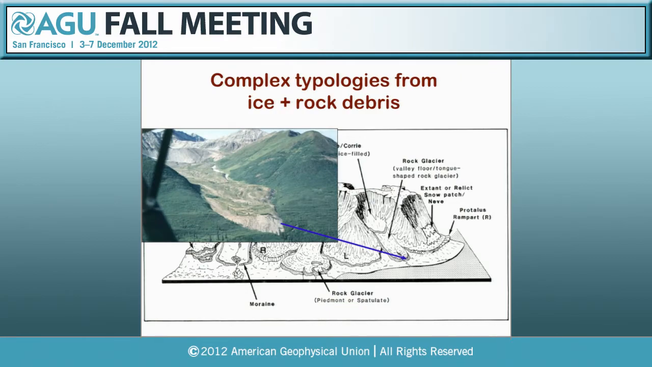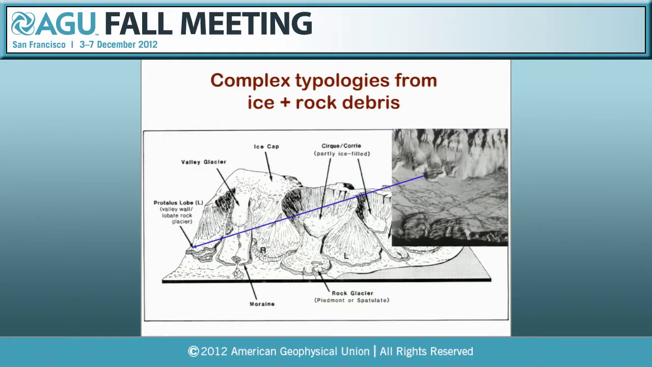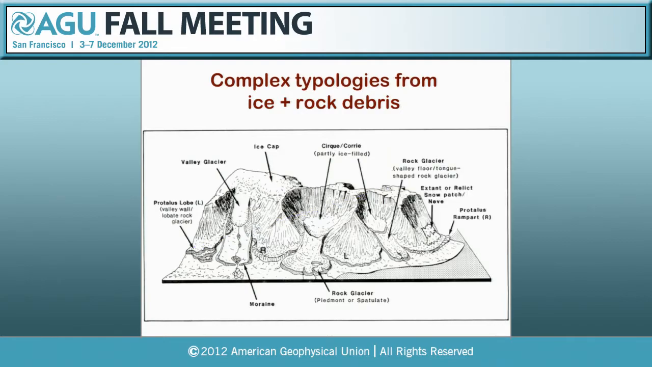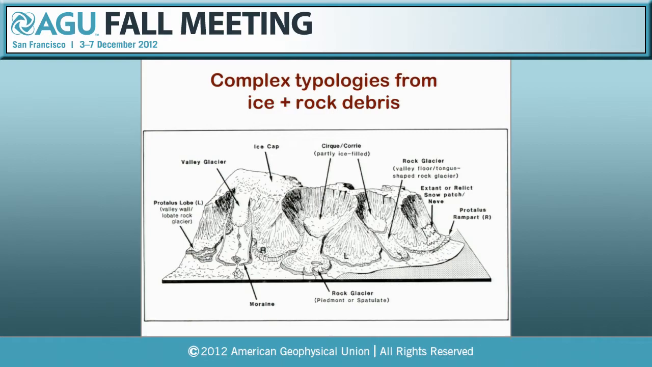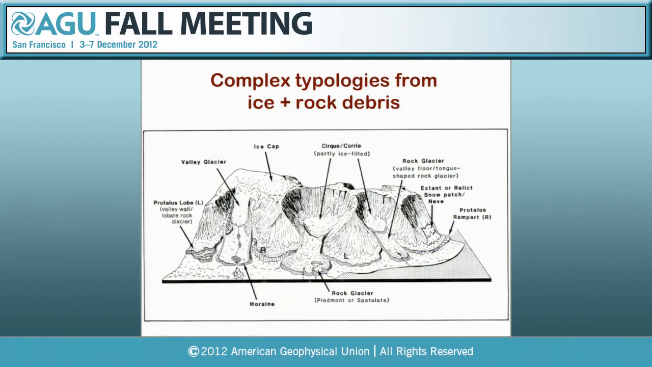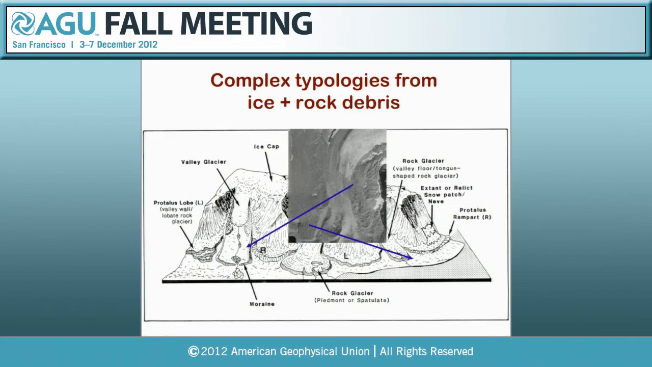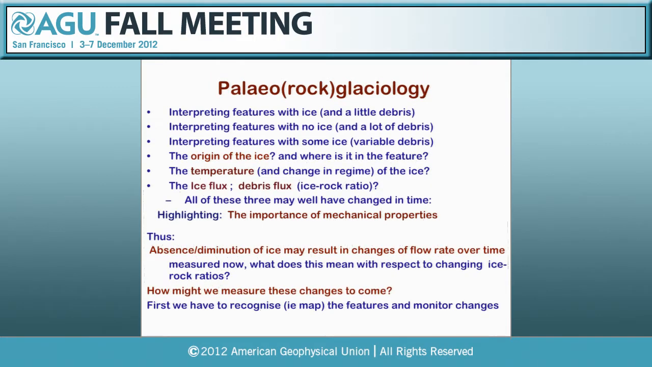Okay, so it's a fairly typical rock glacier, this time from Alaska. Some Protalus lobes. Some debris-covered glaciers. And some other debris-covered lobe ridges things, for want of a better word. And we're looking at debris-covered glaciers again in some sort of sequence from those. So we need to be looking at where is the ice, where is the debris. So we can call this, if you like, paleo-rock glaciology.